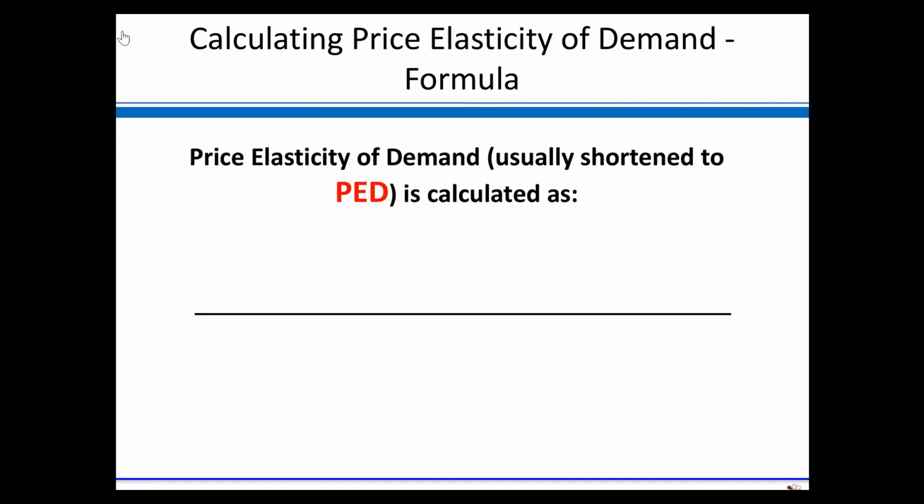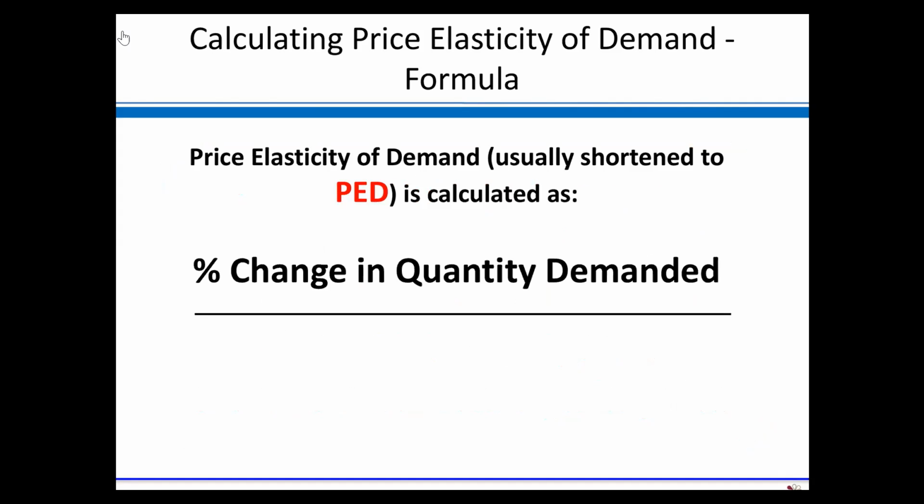When we calculate price elasticity of demand, we're going to have to be comfortable with the concept of percentage changes. The reason for this is that price elasticity, or as it's commonly shortened, PED, is calculated by dividing one percentage change by another. We calculate the percentage change in the quantity demanded, and we divide it by the percentage change in price. So PED is the percentage change in quantity demanded divided by the percentage change in price.